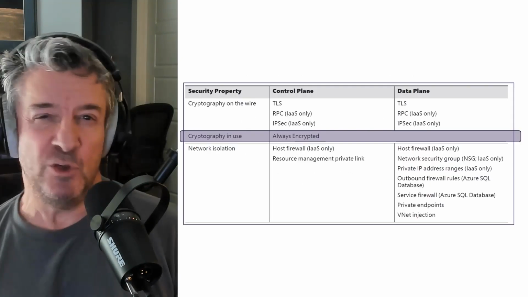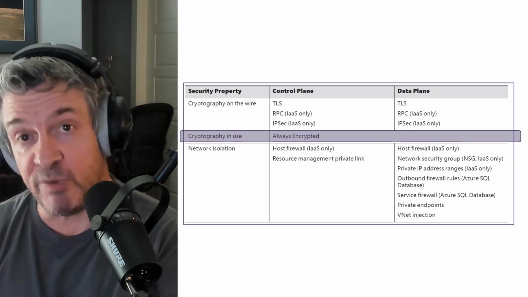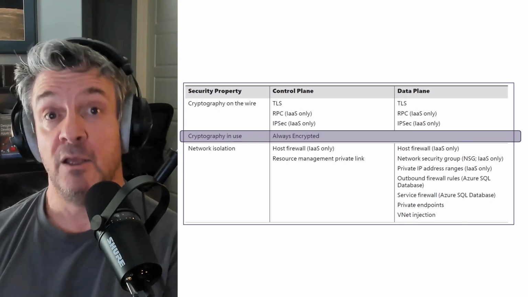Next one, which is kind of a new category, is cryptographic controls for data in use, like actually providing cryptographic controls while the data is being used.